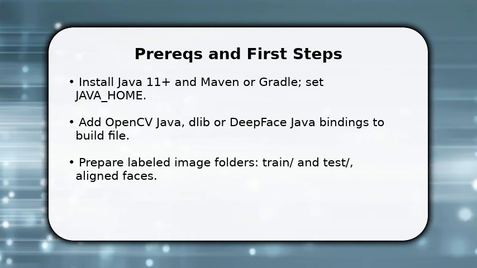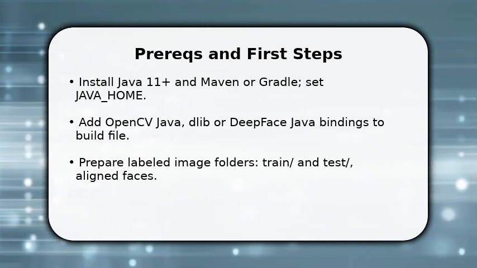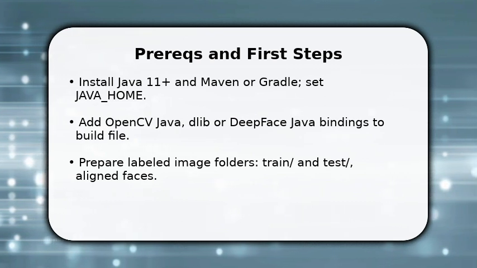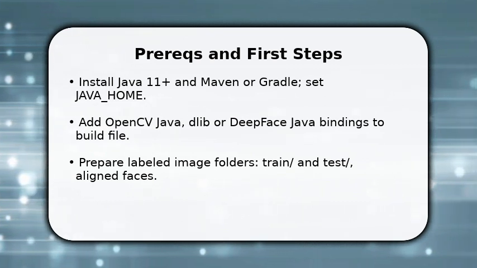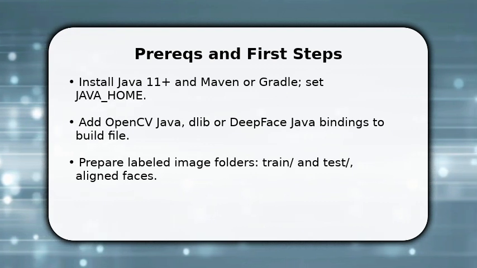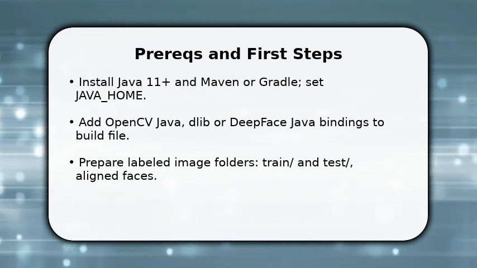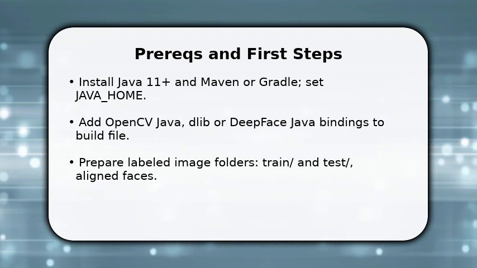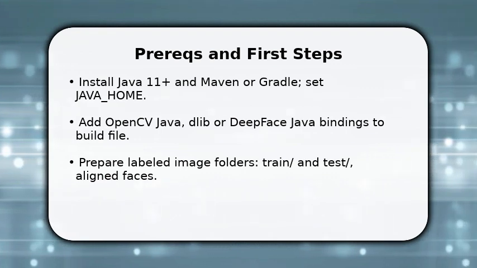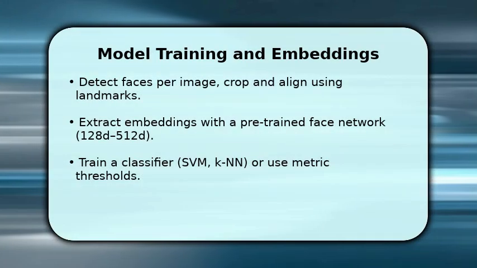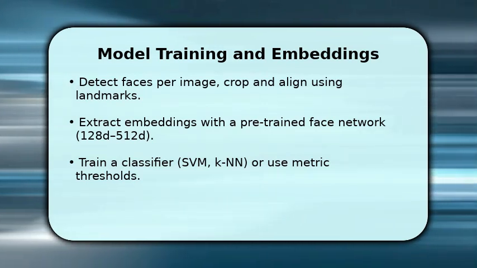You must align faces now. Run a quick landmark-based alignment step so models learn consistent geometry. Make sure to set file paths and permission early to avoid I/O failure later. You will detect and crop every face in the training set using OpenCV cascades or DNN detectors. Align via 5-point landmarks so eyes and nose match orientation.